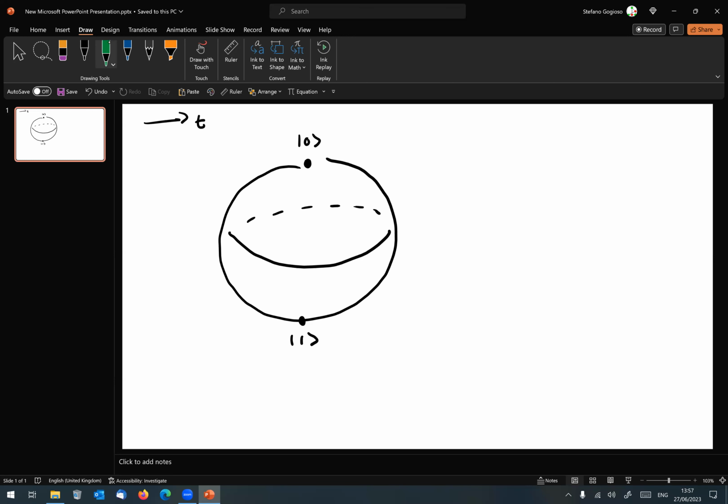Let's start with z rotations. Z rotations are rotations about the z-axis. So you can imagine that there is an axis that goes through 0 and 1, all the way through the sphere, and you are rotating about that axis by, say, some angle alpha.